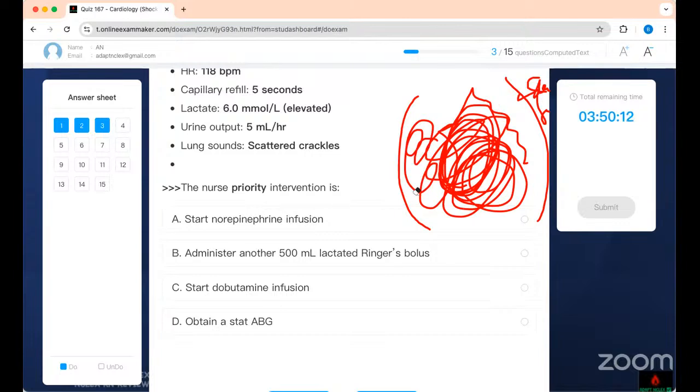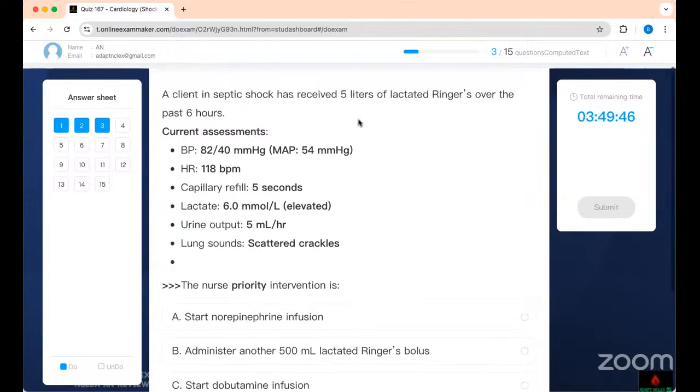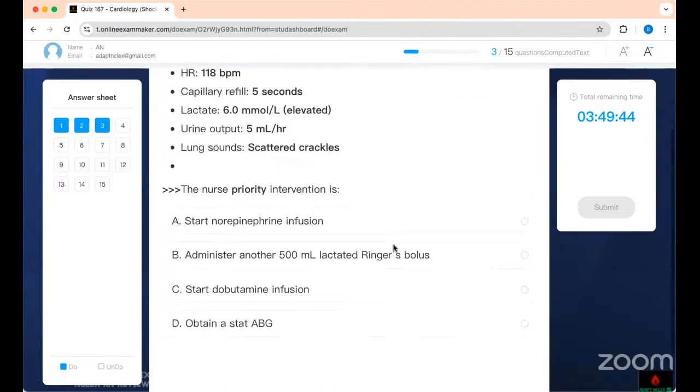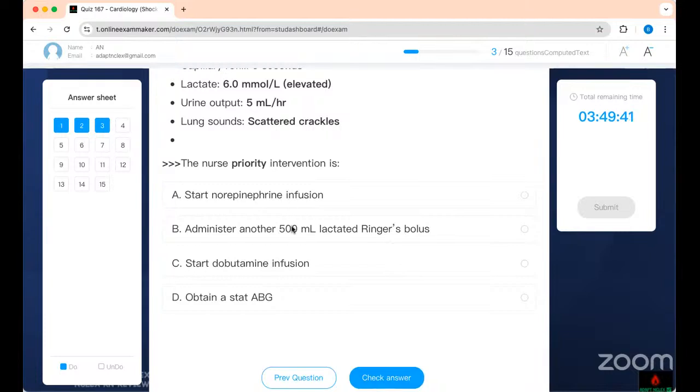Now, if I've given you so much fluid and still your blood pressure is low, the strategy I tell people is, when you have septic shock, always fill the tank and then squeeze it. We have filled the tank. We gave the patient 5 liters of fluid, so enough fluid load. Therefore, after I've filled the tank with 5 liters, I should squeeze it. Which of these is used for squeezing? Norepinephrine is used for squeezing.